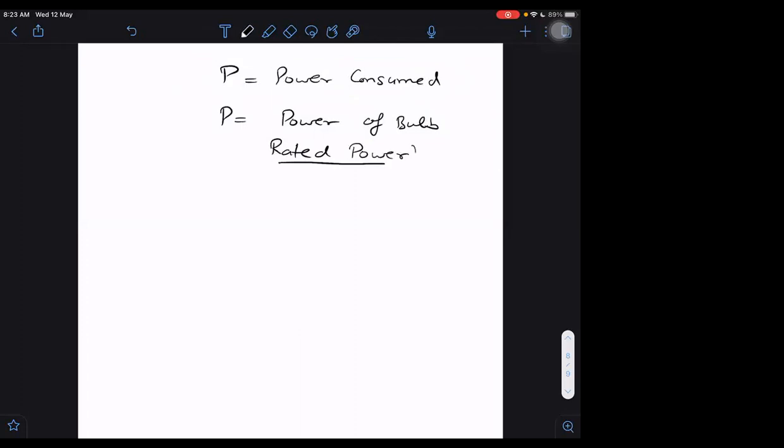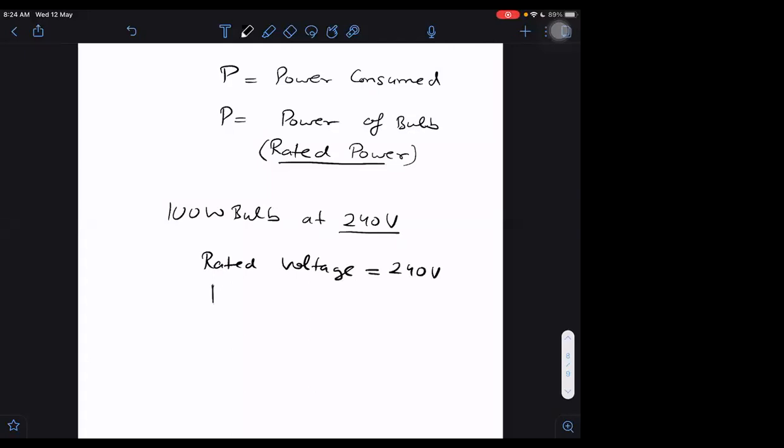What do we call that power? Rated power. It is stamped on it that the bulb will glow with this power, but that power is rated under certain conditions. We should not only give rated power, we should also give rated voltage. So when they say it is a 100-watt bulb, it is 100 watt at some fixed voltage, 240 volt. The rated voltage is 240 volt and the rated power is 100 watt. That is what it means.